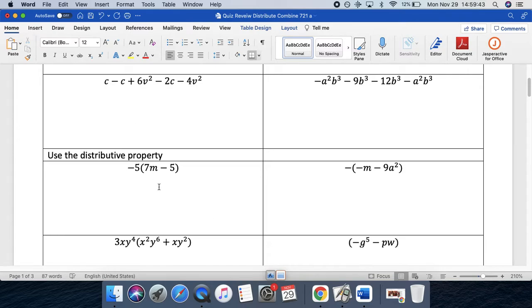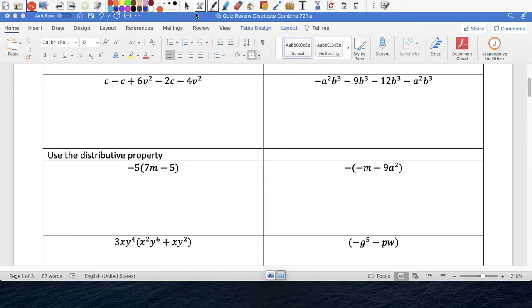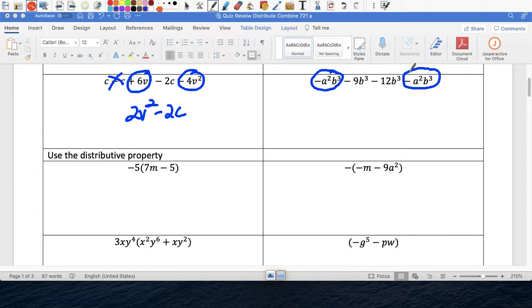Okay, this one. Again, it's just combine like terms. C minus C is just 0, so that goes away. 6v squared positive minus 4v squared is 2v squared minus 2c. Is there an a2b3? Yes, there's one all the way in the back. And it's minus a2b3 and minus a2b3, so that's going to give me -2a2b3. And then I can combine these two, right? Because there's both b cubed, and that gives me negative, careful here, -22b to the third power.